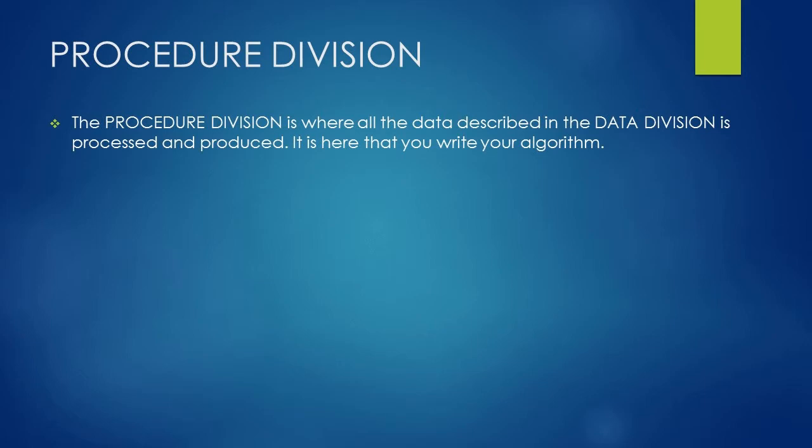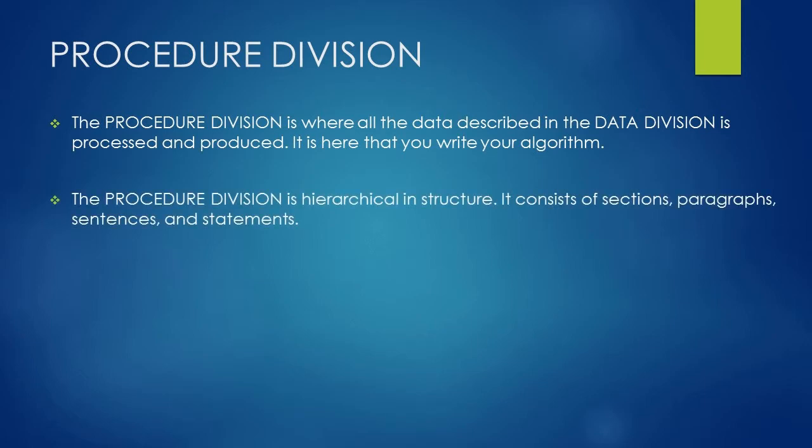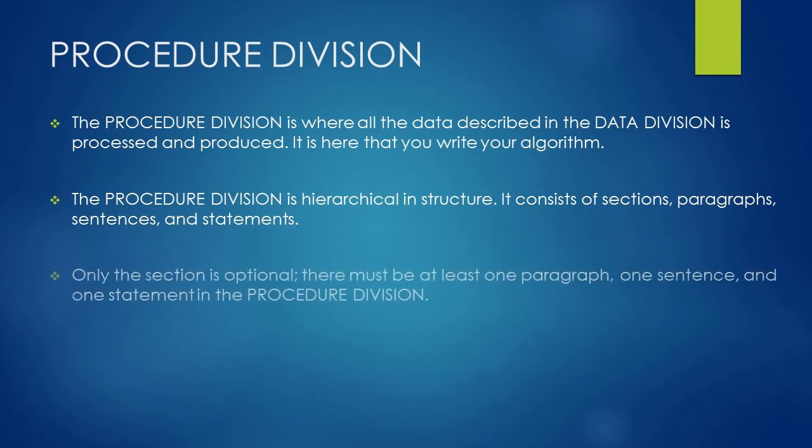Procedure division is hierarchical in structure, just like COBOL structure. It consists of sections, paragraphs, sentences, and statements. Only section is optional. There must be at least one paragraph, one sentence, and one statement in the procedure division.